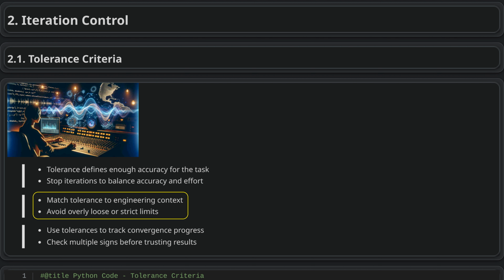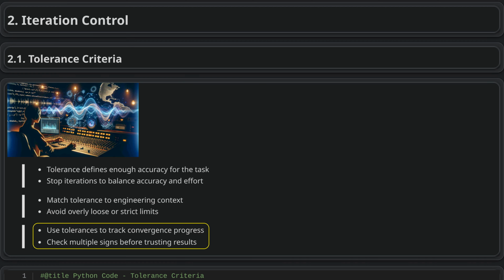Tolerance criteria are used to judge whether an iterative method is settling toward a stable result. Meeting a tolerance can suggest convergence, but it does not guarantee the solution is correct, especially if the method, starting point, or problem has issues. Engineers, therefore, check for consistent signs, such as small changes between iterations and agreement with the original problem. Good tolerance choices balance confidence, practicality, and the needs of the engineering context.